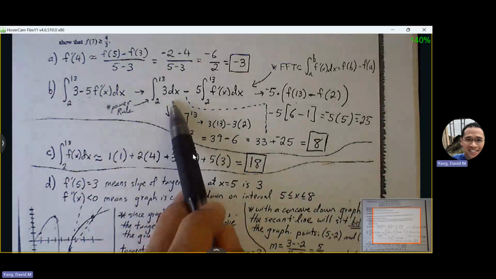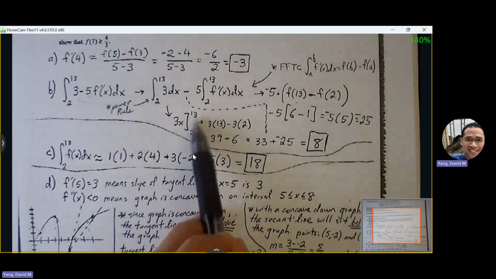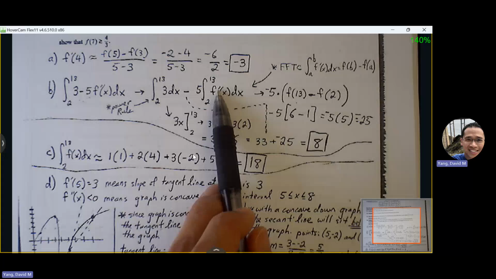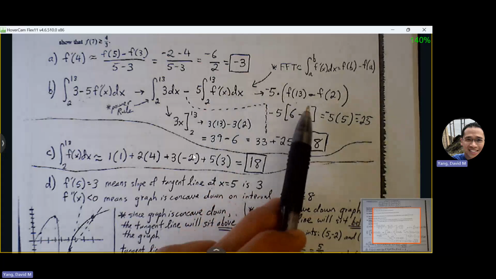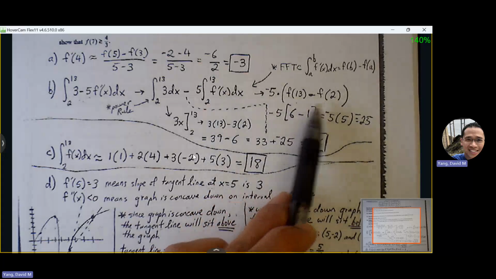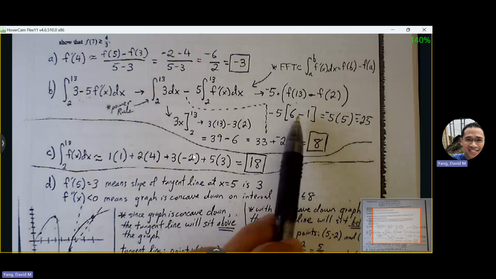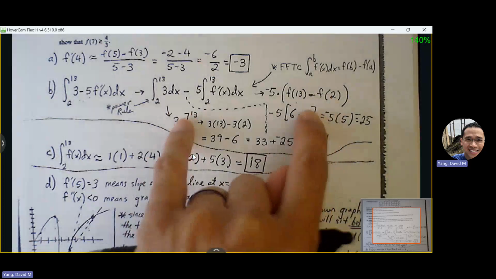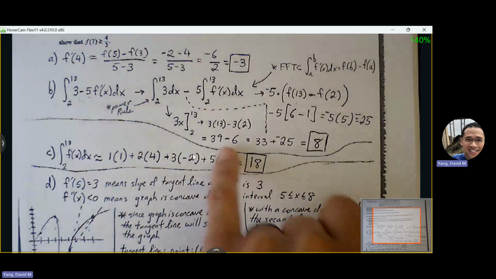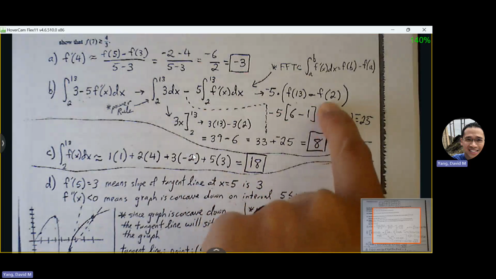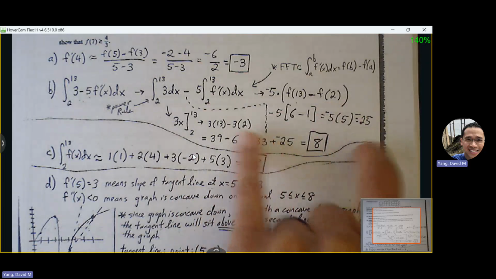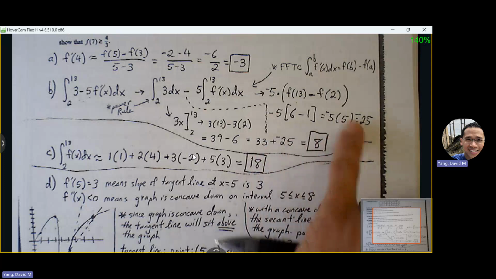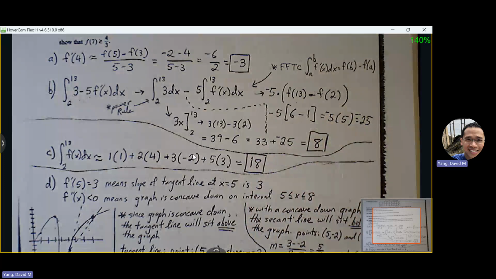Right, so 3 becomes 3x, and then we plug in the upper and lower bound. F prime becomes f of x, and then we plug in the upper and lower bound, f of b minus f of a. And then we can replace these with values from the table. And then we can just really think of it as two separate problems. One is the result of power rule. The other is the result of the first theorem. We add those results together. One gives us 33. The other gives negative 25. And then positive 8 is our answer.